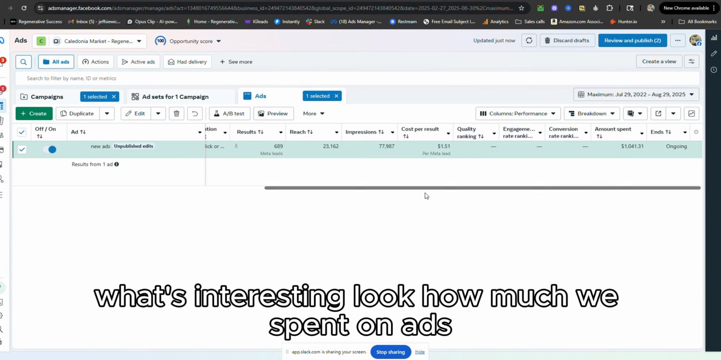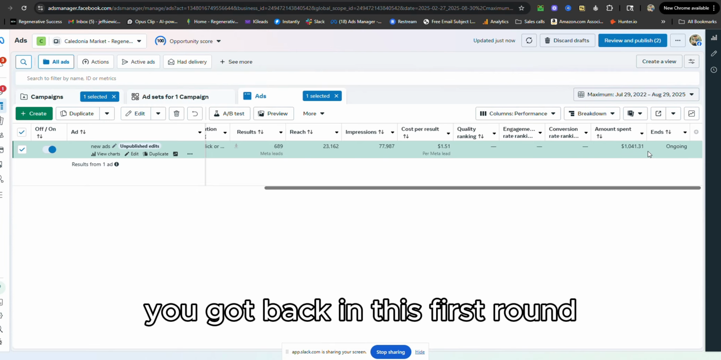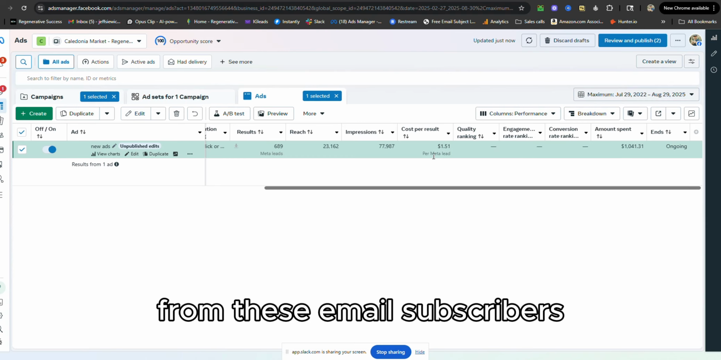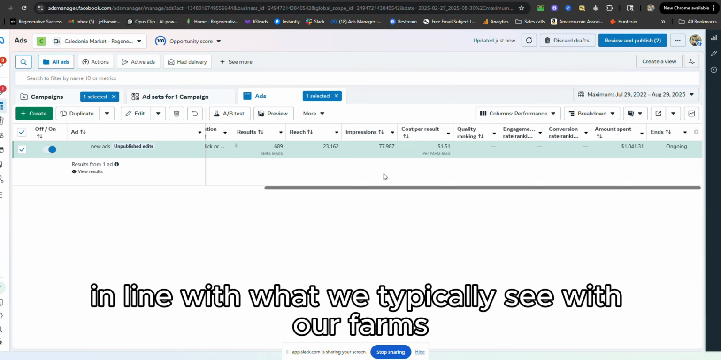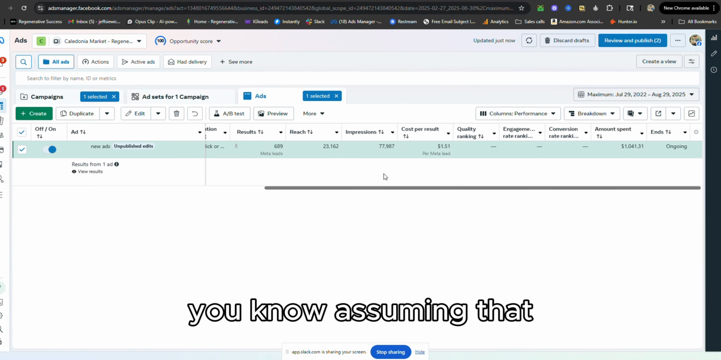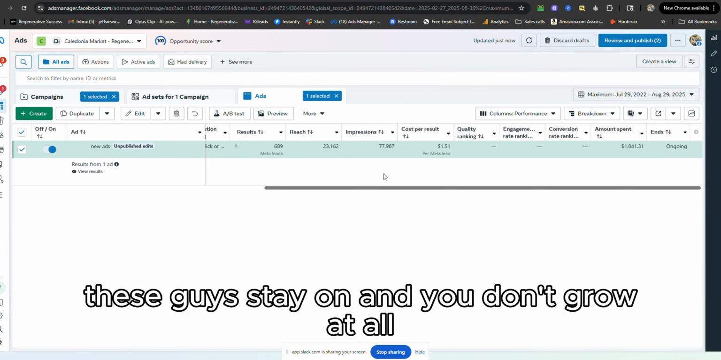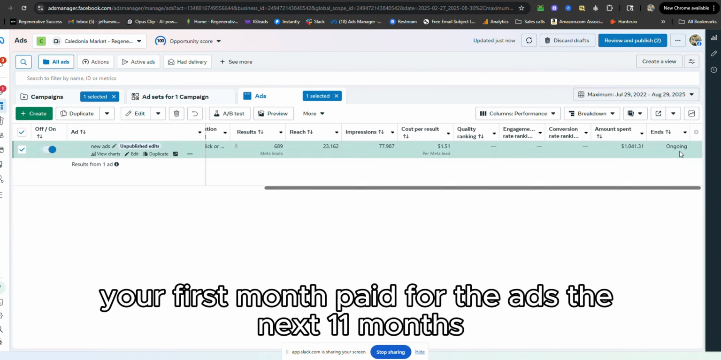What's interesting is how much we spent on ads: $1,041. So almost exactly what you spent on ads, you got back in this first round from these email subscribers, which is right in line with what we typically see with our farms. Assuming these guys stay on and you don't grow at all, the next 11 months are all profit. Your first month pays for the ads, the next 11 months are all profit.